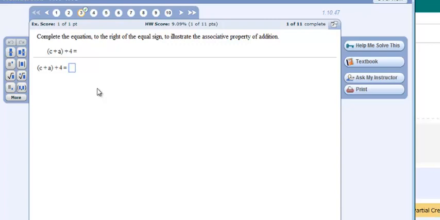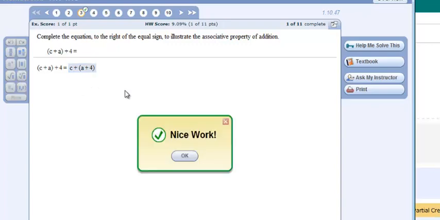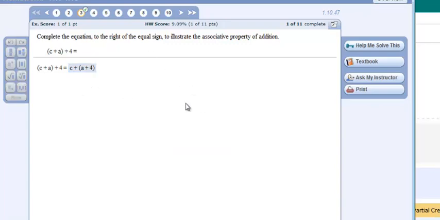So that means our c is going to be outside of our parentheses. And we're going to put our parentheses a plus 4 and then close our parentheses. If you look back in your notes, does this look like the example of the associative property of addition that we did? Yes, let's hit enter. We did it correct. So a lot of your homework is going to be similar to this, where it gives you part of it and then it wants you to complete it on the right hand side to show that you understand what that property is asking.